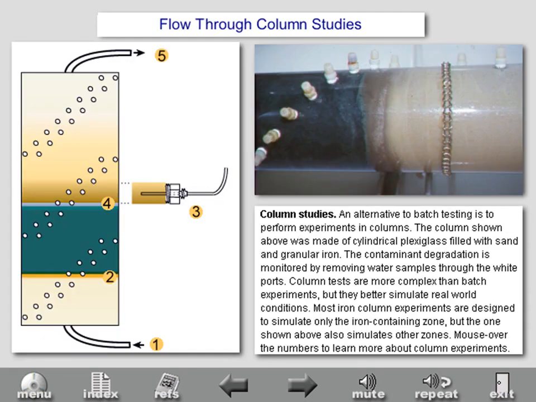Remediation strategies that work well in laboratory bottles are then tested in laboratory columns, such as the one shown here. Column studies are better than experiments in bottles in that they can simulate hydrogeological conditions in the real world.